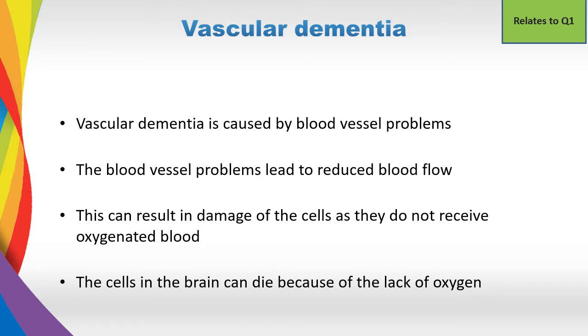Vascular dementia. So vascular dementia is caused by blood vessel problems. The blood vessel problems lead to reduced blood flow, and this can result in the damage to cells as they do not receive oxygenated blood. The cells in the brain can die because of the lack of oxygen.